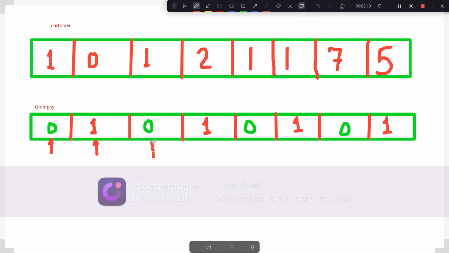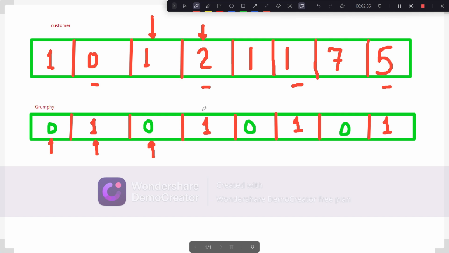So see here, this is 0. Whichever is 0, the green one, the corresponding customer is the satisfied one. And wherever it is 1, they are not satisfied. For example, this 2 is not satisfied, this 0 is not satisfied, this is also not satisfied, this is also not satisfied. So wherever it is 1, the corresponding index in the customer array is actually not satisfied.